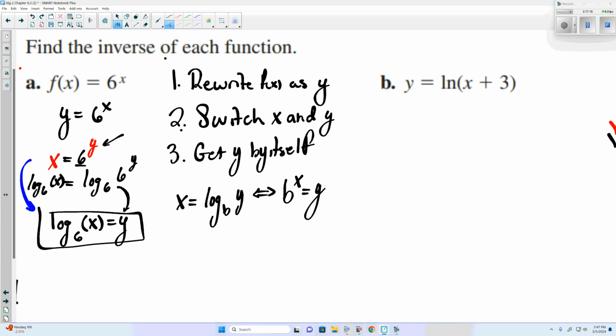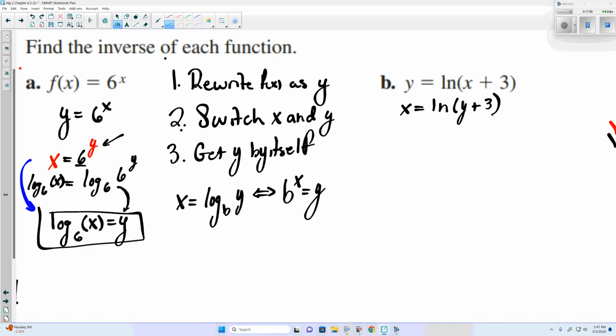We're ready to look at the next one. y equals the natural log of x plus 3. So we need to rewrite f of x as y, yes? Well, there is no f of x. So we do the opposite. We can just move on to step 2, switch x and y. We only have to do step 1 if there is an f of x written.